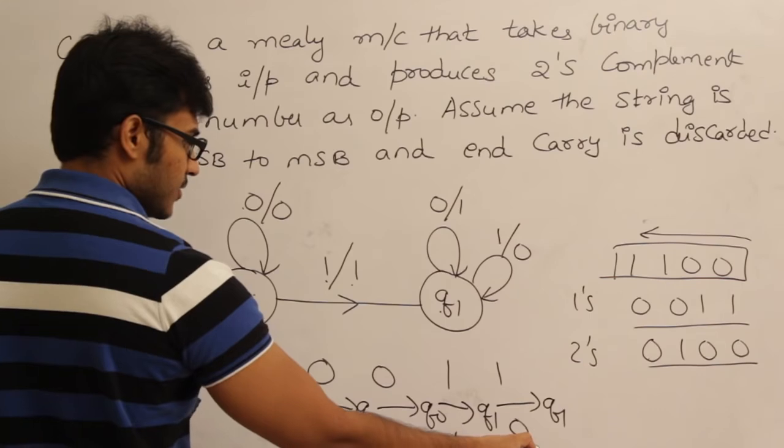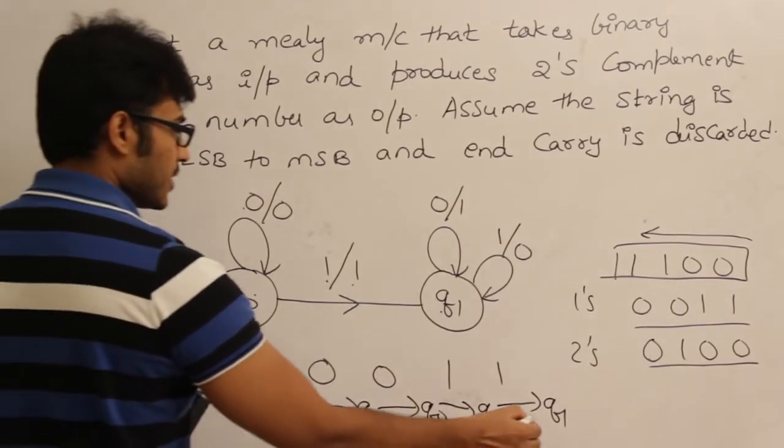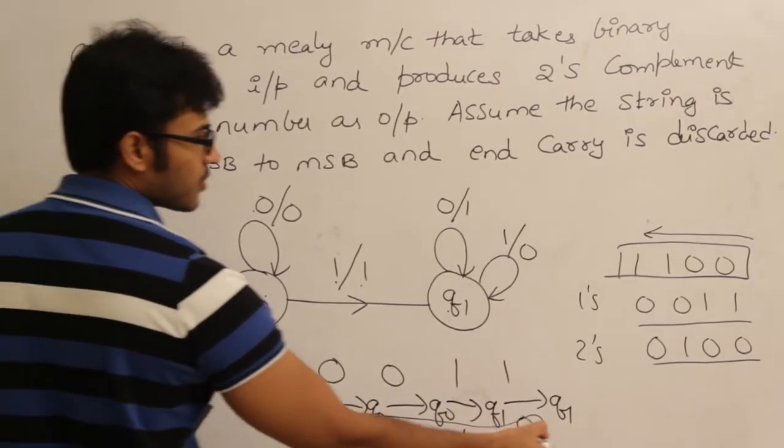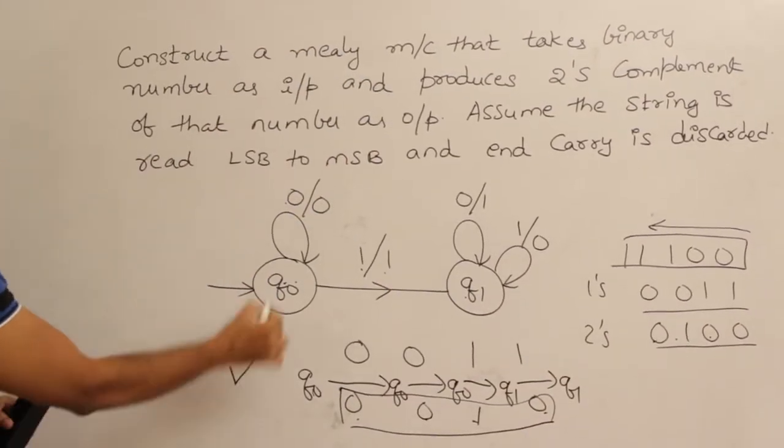So what is the answer? You have to read it in the reverse order, which means the 2's complement is 0100. Got it? So this is how it is built.